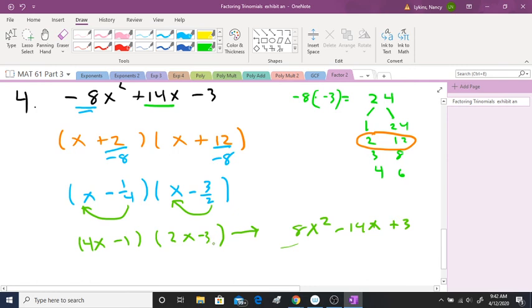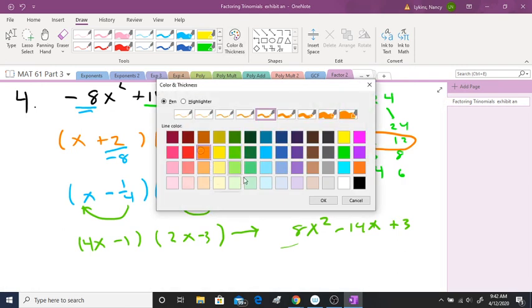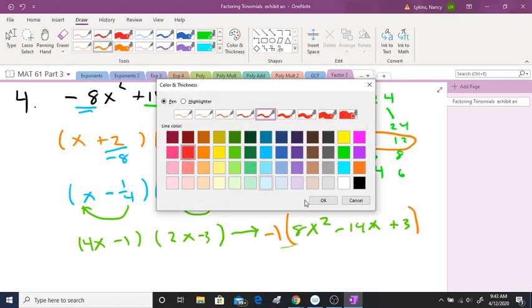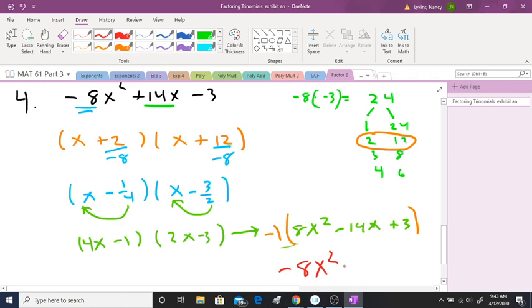And then you need to look at, okay, why are my signs different? Well, since they're all different, we can multiply by negative 1. Now you get negative 8x squared plus 14x minus 3. So this right here, you should have a negative sign there. And that would be my answer.